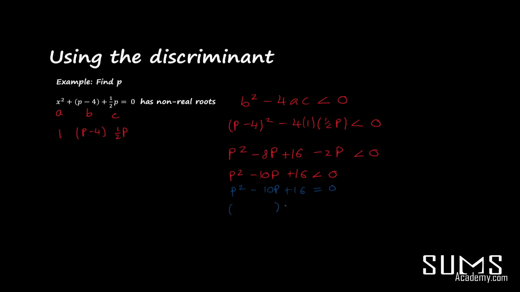So it's going to be like this, just p and p. We want something that multiplies to make 16 and adds up to make negative 10. So negative 2 and negative 8. So p equals 2 and p equals 8. But that's just answering when this equation is equal to 0. What we're actually asked is when it is less than 0.